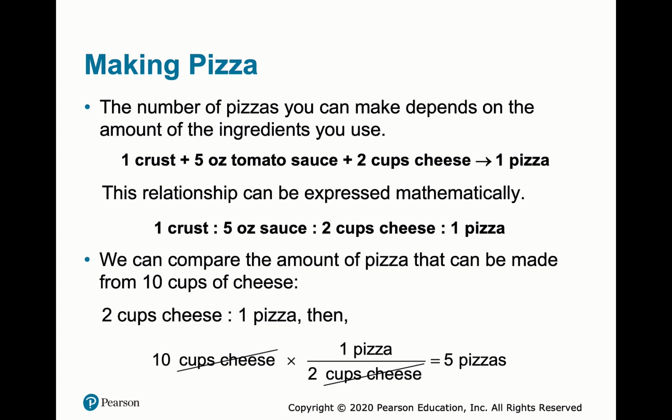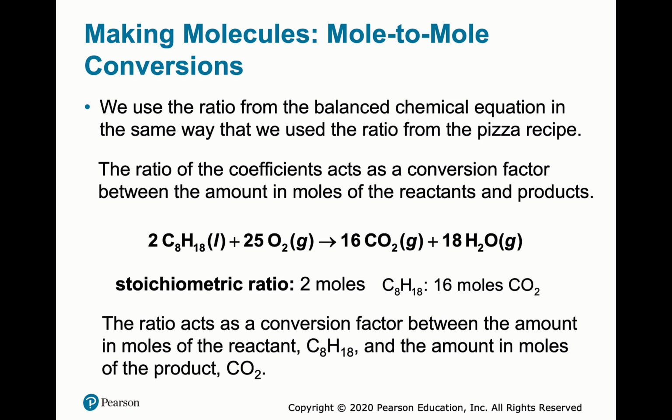Well, if we need 2 cups of cheese for each pizza, that means that we can use the ratio of pizza to cheese to figure out how many pizzas we can make from that. And from that analogy, we can apply that to chemicals and chemical reactions as well. So instead of making pizza, this time we're making carbon dioxide and water from octane and oxygen. And we have the ratio, for instance, of octane to carbon dioxide. It's 2 to 16 or 1 to 8.